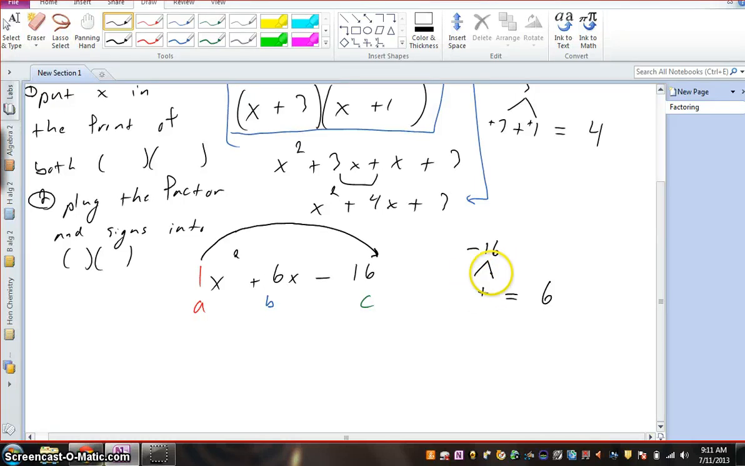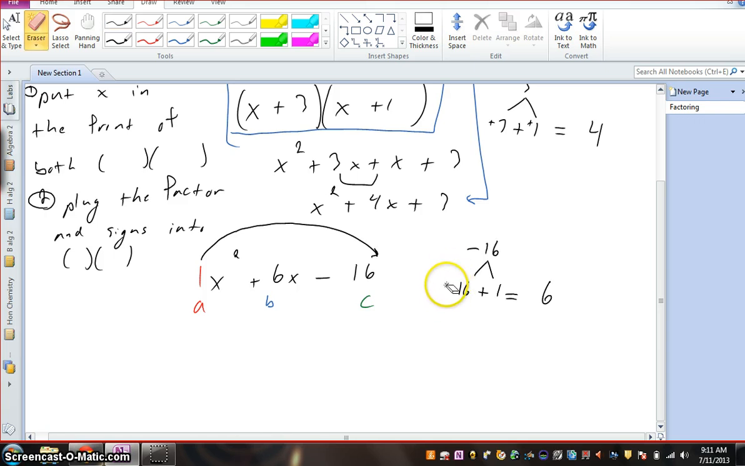Now, some people don't do this well in their head, so my suggestion is just start with what you know multiplies to give you 16. So in this case, we've got 16 and 1, all right? Now, obviously, if these two numbers have to multiply and give you a negative, one's got to be negative. So you ask yourself, if I make this 16 a negative, is negative 16 plus 1 going to be 6? The answer is no, okay?